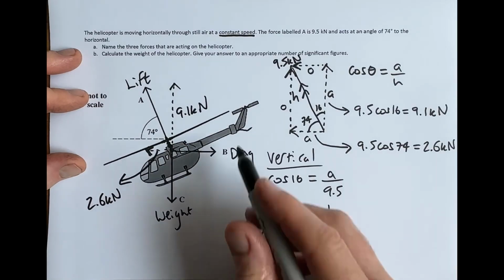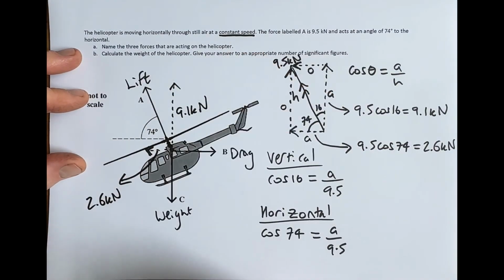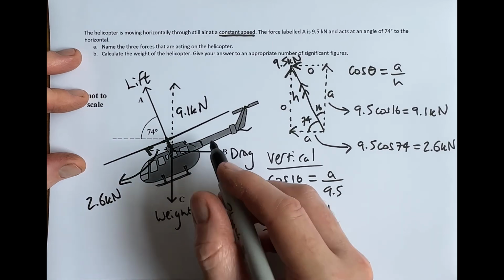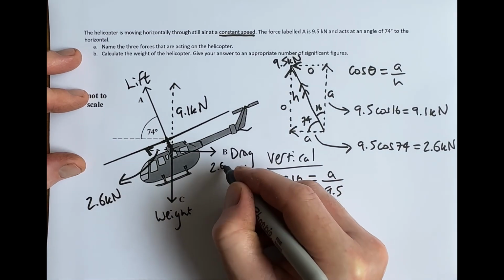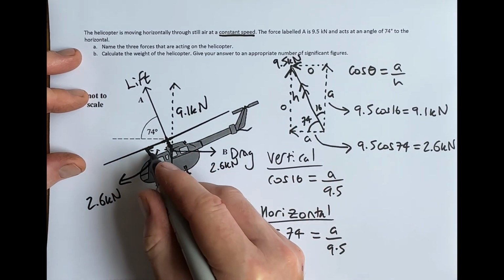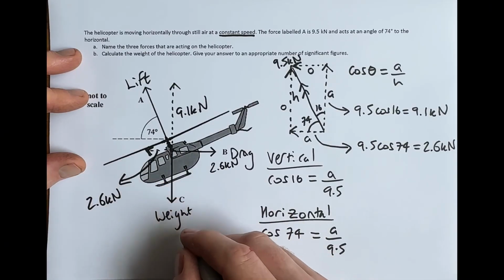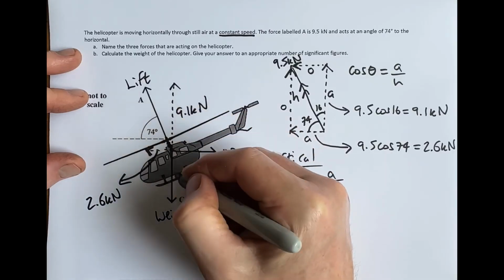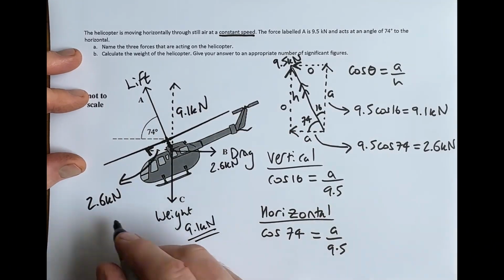And by virtue of the fact that we're moving at a constant speed, there must be zero resultant force. Therefore, this drag force here must be 2.6 kilonewtons in the opposite direction to cancel out that one. And this weight must be 9.1 kilonewtons because it's opposite to this force and they cancel out. So there's your weight, there's your drag.